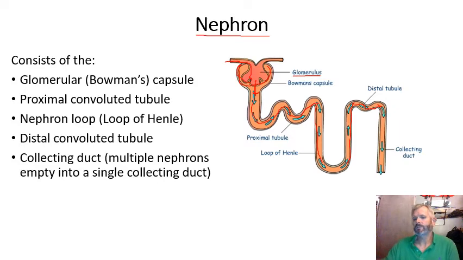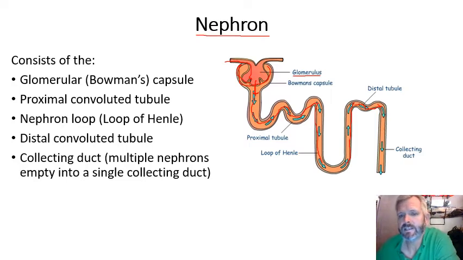What we'll see is there will be many nephrons connected to an individual collecting duct. So the collecting duct collects the filtrate from many nephrons. Multiple nephrons will feed into the collecting duct.